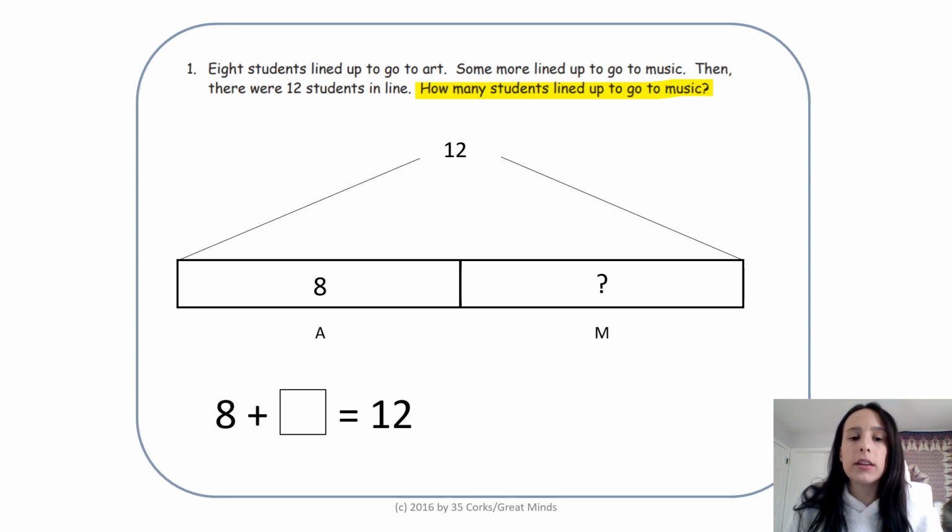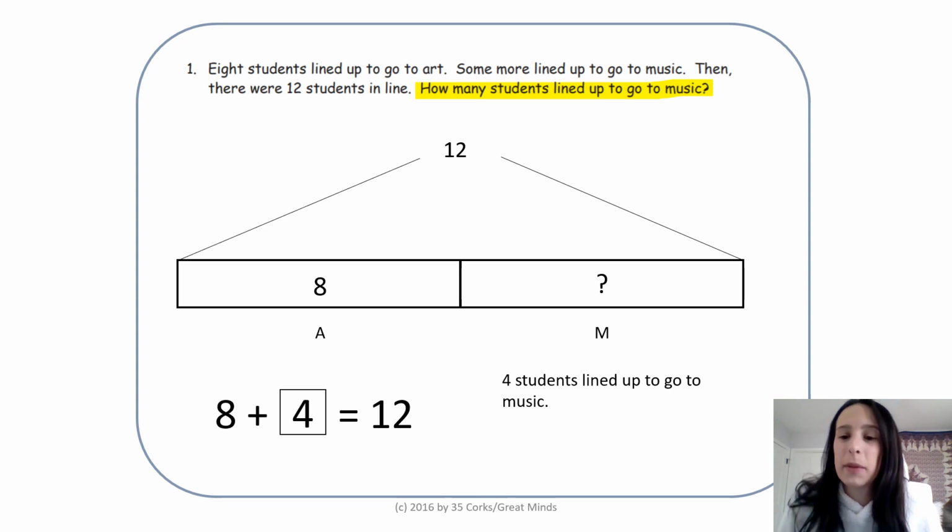All right, well, there's some ways I could do this, but I like to count on. If I'm at 8 and I count on 9, 10, 11, 12, I counted on 4 numbers to get to 12. My answer is 4. That's not all I need to write. I also need to write a statement. 4 students lined up to go to music. Did that answer my question? How many students lined up to go to music? 4 students lined up to go to music. Yep, that answered my question. This is every part we need to solve, and we're going to do it for a new one.